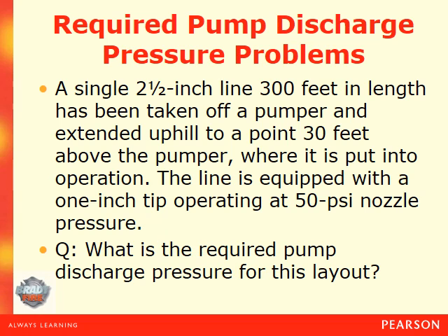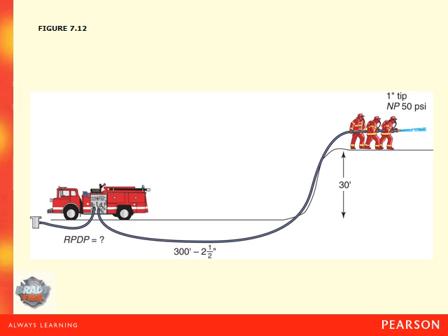You have a single 2.5 inch line, 300 feet in length, that has been taken off a pumper and extends up a hill to a point 30 feet above the pumper, where it is put into operation. The line is equipped with a 1-inch tip operating at 50 psi nozzle pressure. What is the required pump discharge for this layout? Now there's a couple of things to keep in mind on this problem, and it will look something like this. Obviously you can see we've got the elevation to contend with. The other one is we've got to figure out how many gallons per minute we're flowing, because they did not tell us.